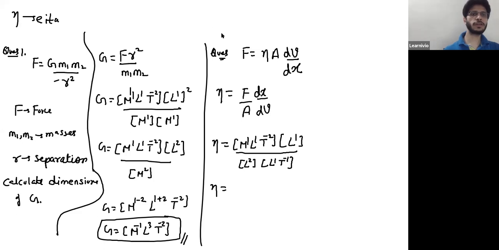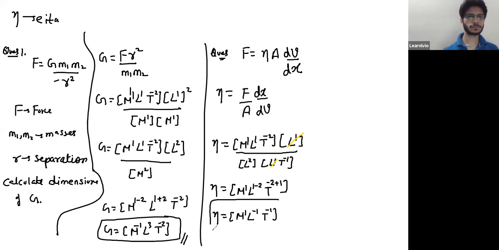So here this L1 will cancel this L1. We are left with M1, L to the power 1 by L square, so that's L to the power 1 minus 2, and T to the power minus 2 plus 1. So the coefficient of viscosity is M1, L minus 1, T minus 1. So almost all were correct. If you have written up to this numerical, I should rub it.